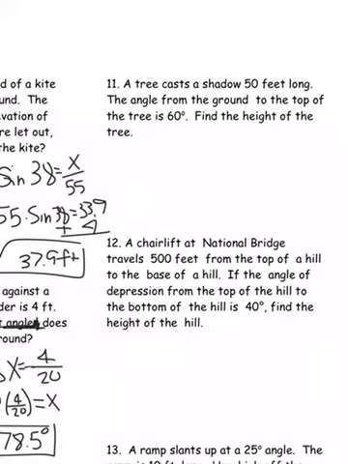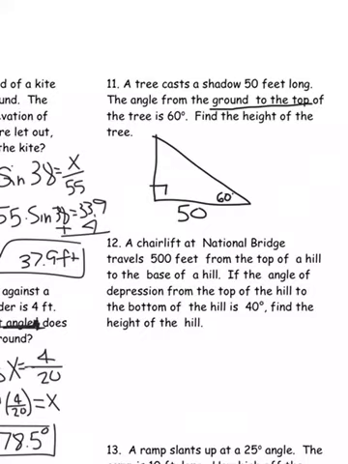Tree shadow problems. A tree casts a shadow 50 feet long. So shadows are on the ground, 50 feet long. The angle from the ground to the top is made there. How high is the tree?